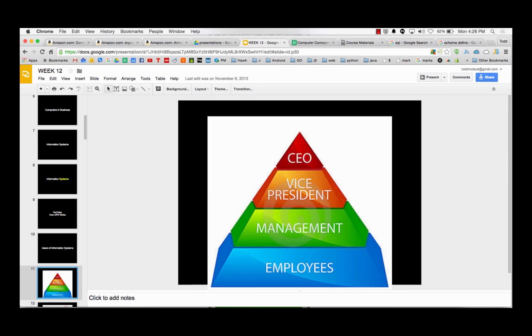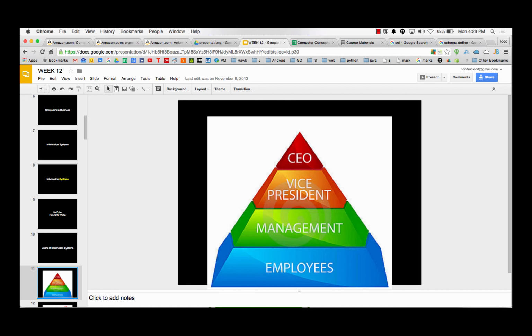So you think about who are the users? And so here's, I think they call this an organizational hierarchy, right? This is the traditional pyramid structure where you've got a leader up at top, and then various levels of upper management and then employees. You guys seen this? Anybody not know this? This makes sense.